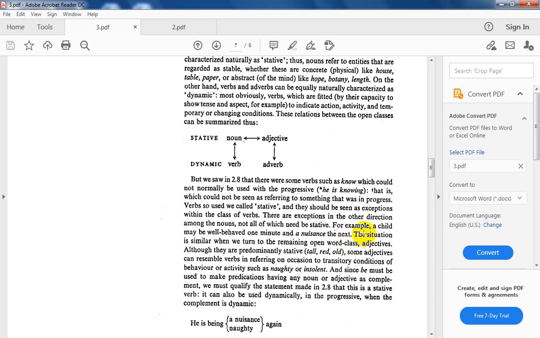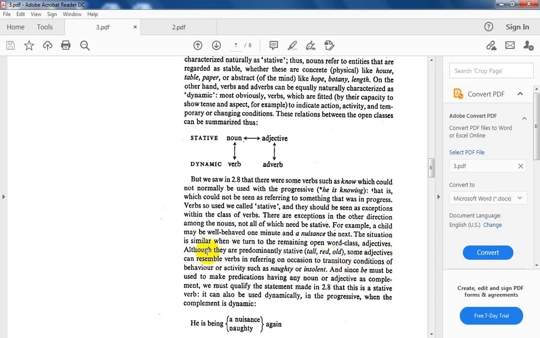For example, a child may be well behaved one minute and nonsense or naughty the next. Now I don't have something stable, because now you have a child who is sometimes sitting quiet, and another time no. He's very naughty, so there is what? A change in condition. One time the child is, for example, very calm, very quiet, and another time the child is very naughty. So this situation is similar when we turn to the remaining open word class.